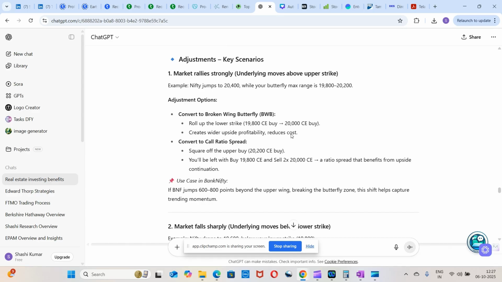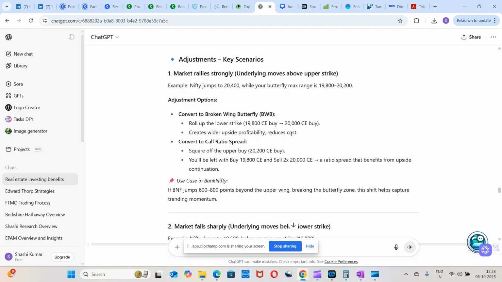So what adjustments can we do? Two things we can do. One is we convert this call butterfly into a broken wing butterfly, or we could convert it into a call ratio spread. How do we convert it into a broken wing butterfly? The lower strike we have taken, 19,800 C, you move that to 20,000 C. So you change that 19,800 CE buy to 20,000 CE buy. This creates wider upside profitability and reduces cost. That's how you convert this call butterfly into a broken wing butterfly.